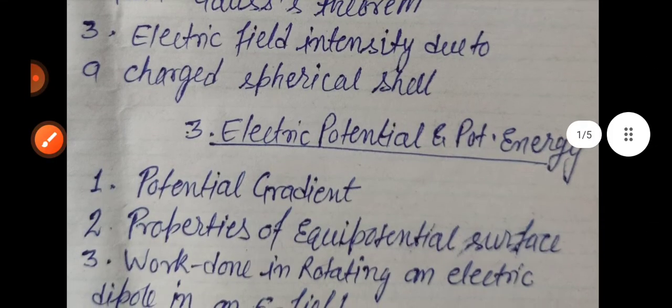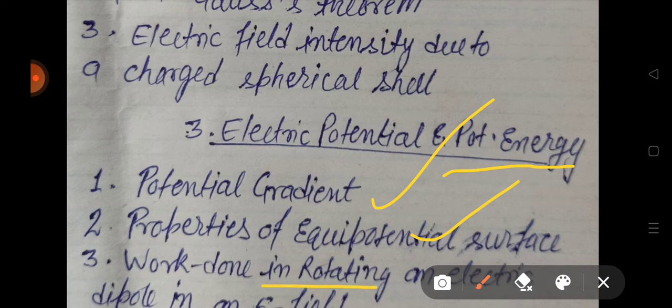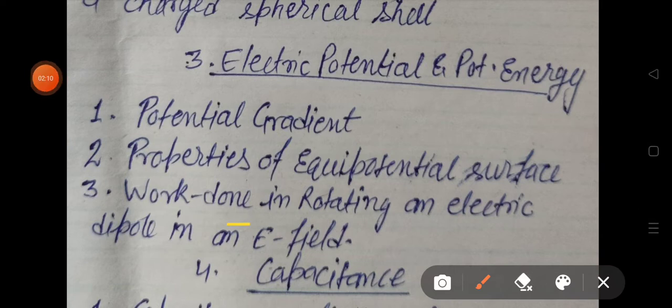Next, chapter 3 is electric potential and potential energy, in which important points are potential gradient, properties of equipotential surface, and work done in rotating an electric dipole in an electric field. We have written mainly 3 points of every chapter which are very important.